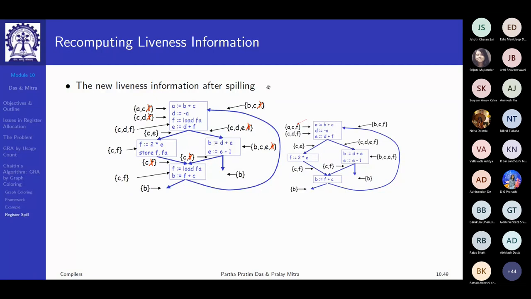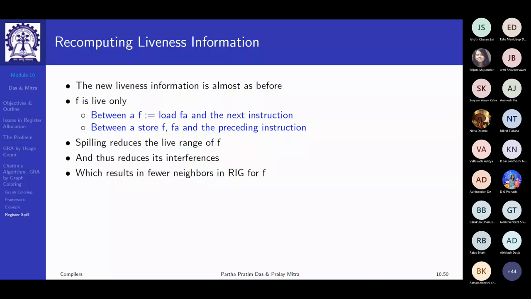So with this, at a number of points, F gets removed. It stays only at 3 points. Here between load and the use, between its definition and store, and again in its load and use. So the new liveness information is almost as before, but with the changes that I have explained. So F is live only between its load and the next instruction, and between store and its preceding instruction.